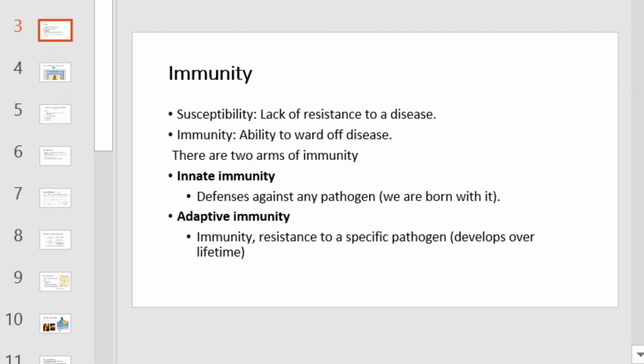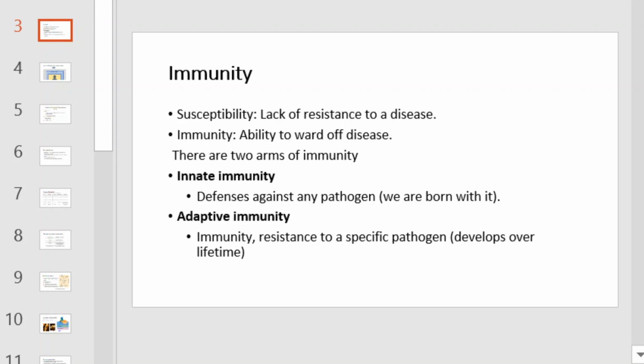We begin today by taking a quick look at immunity. Susceptibility is the lack of resistance to a disease, while immunity is your ability to ward a disease off. There are two arms of immunity: innate immunity, which provides defense against any and all incoming pathogens. These are defenses that we are born with, and they are somewhat limited in their effectiveness.